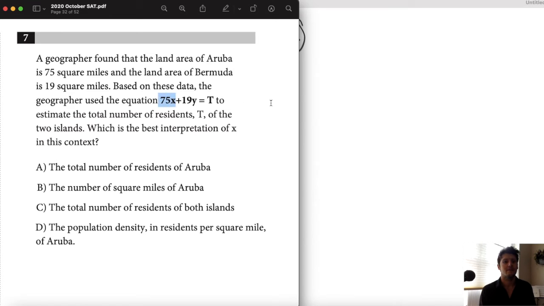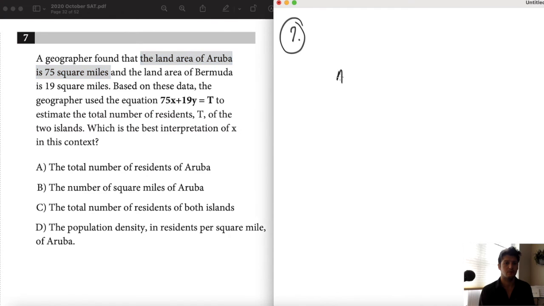Okay, well then look, it must be the thing it's attached to, Aruba. And it's not the land area because the land area is 75. So look, is it the total number of residents in Aruba? I don't know yet. Is it the number of square miles? No, because I actually know what that is. Oops, that should have been a B. Is it the actual land area of Aruba in square miles? No, that's what 75 is. X is not 75. X gets multiplied by 75. Is it the total number of residents on both islands? I don't know why it would be that, because X only has to do with this 75, which is Aruba. There's this whole other thing for Bermuda.